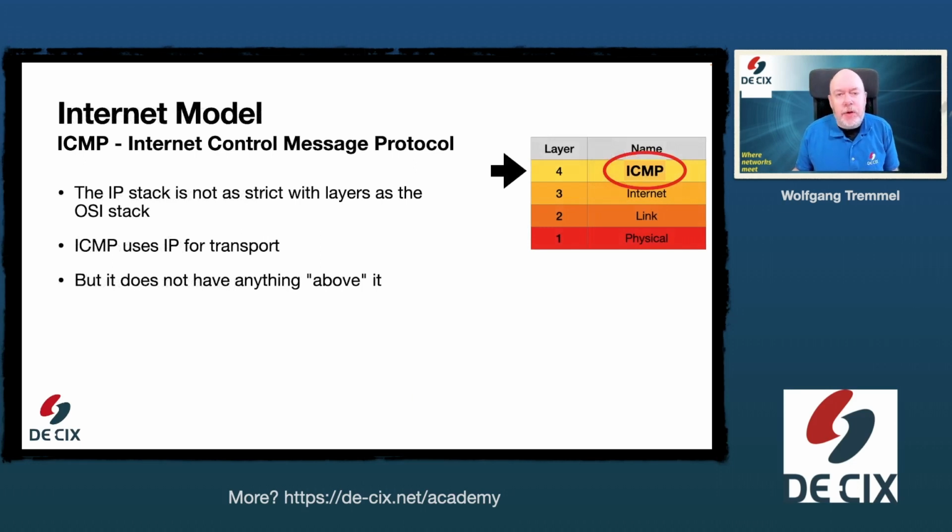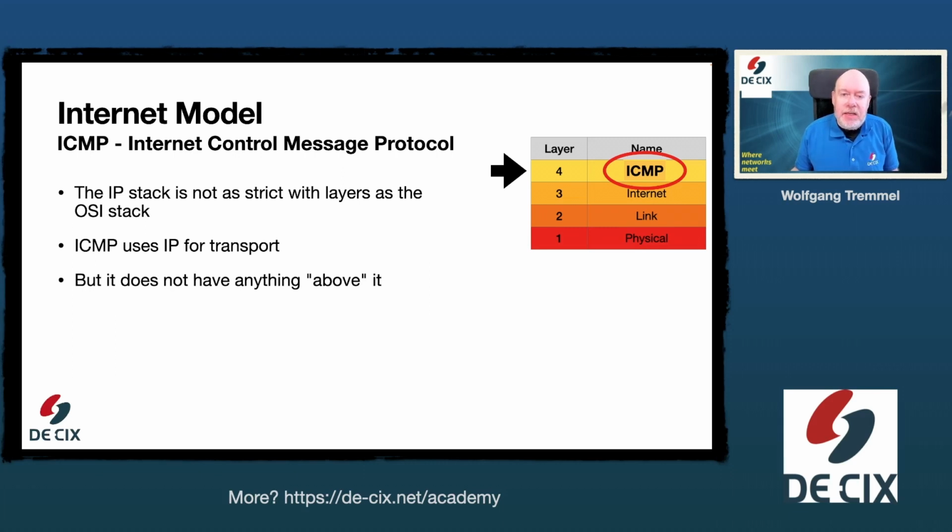The internet networking model works on layers. So we have the physical layer, that's the fibers. We have the link layer, that's Ethernet. We have the internet layer, that's IPv4 and IPv6. And on top of them, we have the transport layer. That's where usually TCP and UDP happen. And the internet model, the IP stack, is not as strict with its layers as the OSI stack. If you have no idea what this is, watch the introduction video of the Networking Basics series.